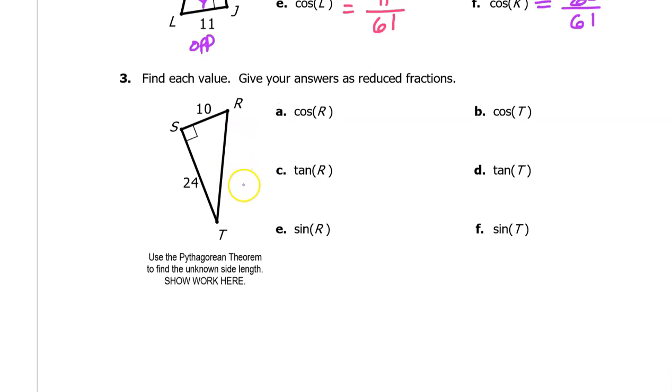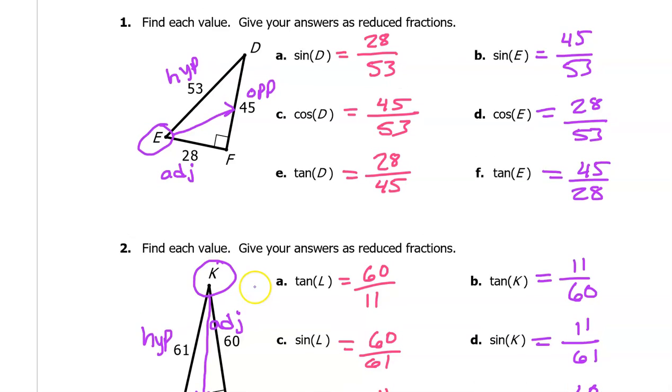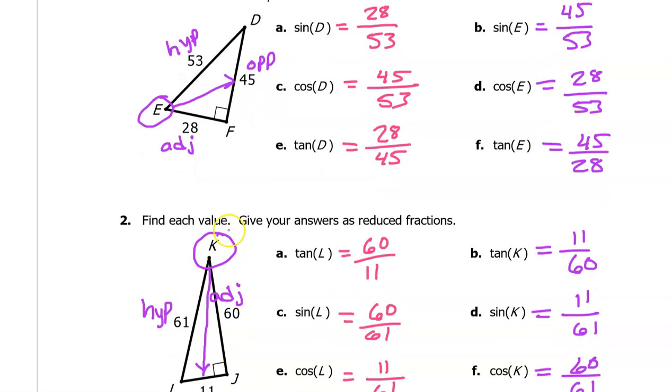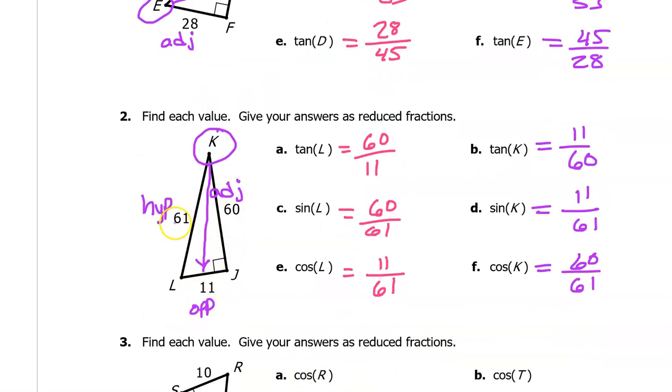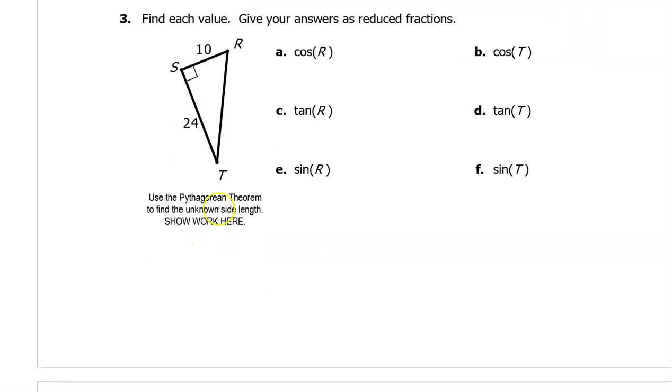Okay, so on the previous 2 problems, we were given all 3 sides of the triangle: 28, 45, 53, and 11, 60, 61. Suddenly, here, it looks like we are not being given all of the information. We only have 2 sides. We are not given the third side. So what's up with that?